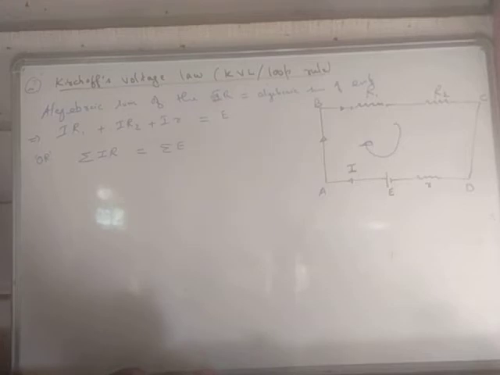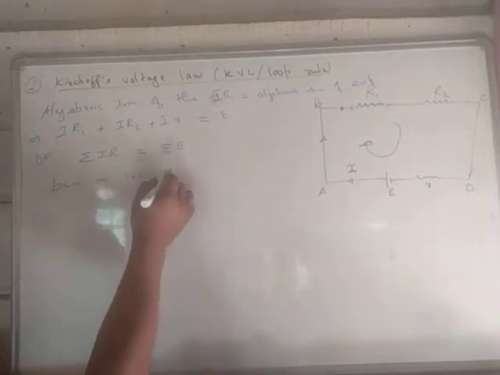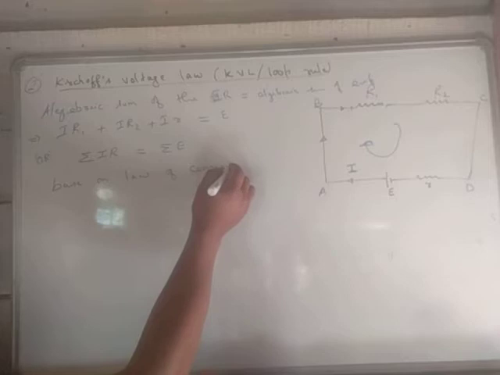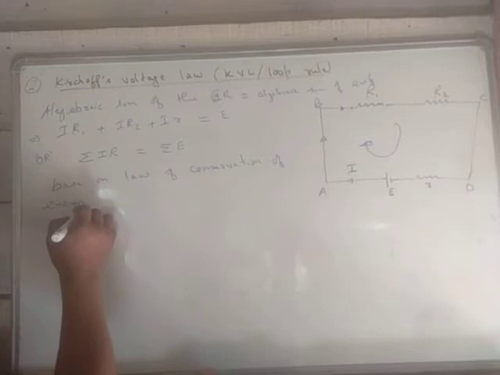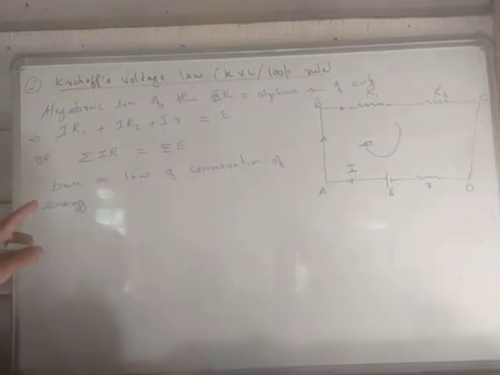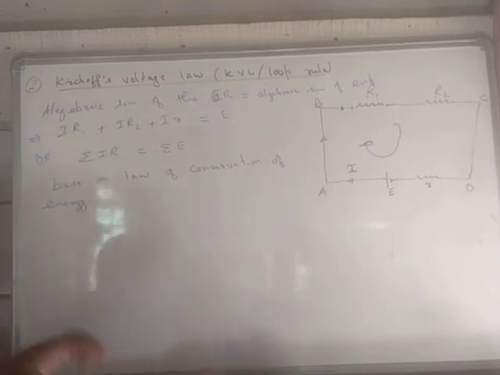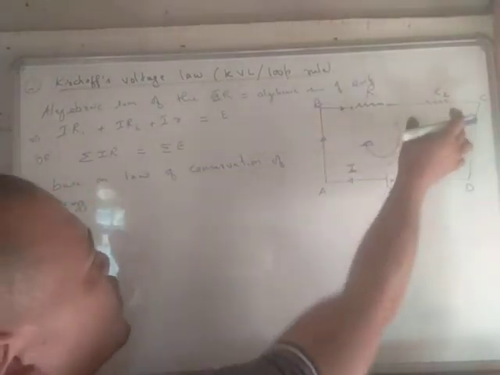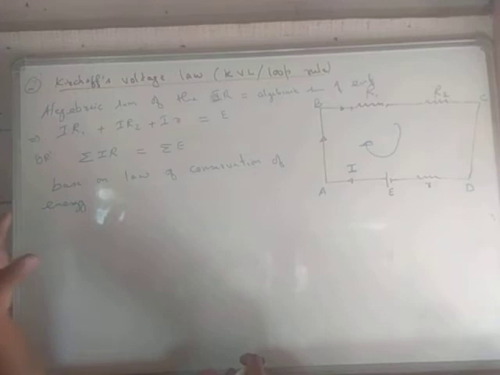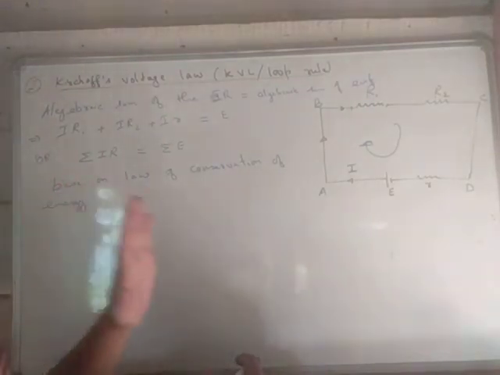Please note down that this law is actually based on the law of conservation of energy. Why? Because here we are talking about the potential difference. The product IR is actually the potential difference across the resistance. So the potential difference across the resistances like R1, R2 and small r is actually the work done, which is used to carry the charge from high potential to lower potential.